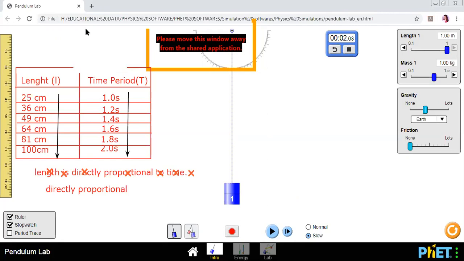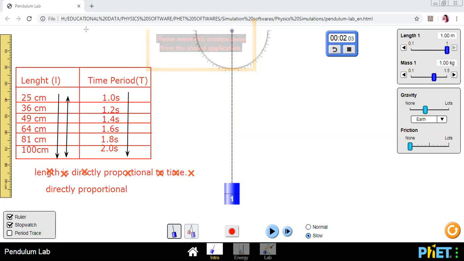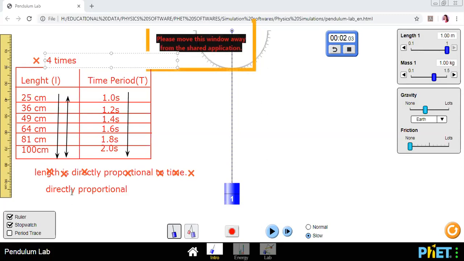Let's look at this part. See, 25 has become 100. Yes or no? Let's look at the length. 25 has become 100. It means the length has increased by how many times? You will come to know that the length has increased by 4 times. 25 fours are 100. So the length has increased by 4 times. Yes or no, bachcha log? Please type yes if you agree with me.